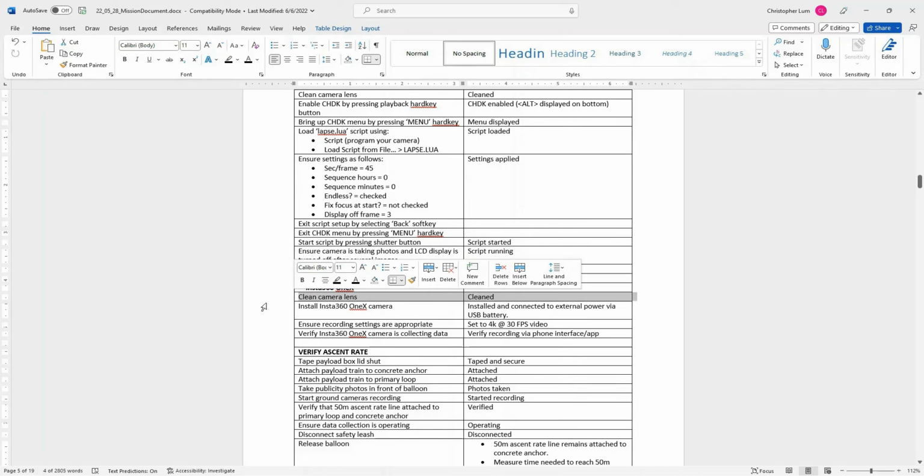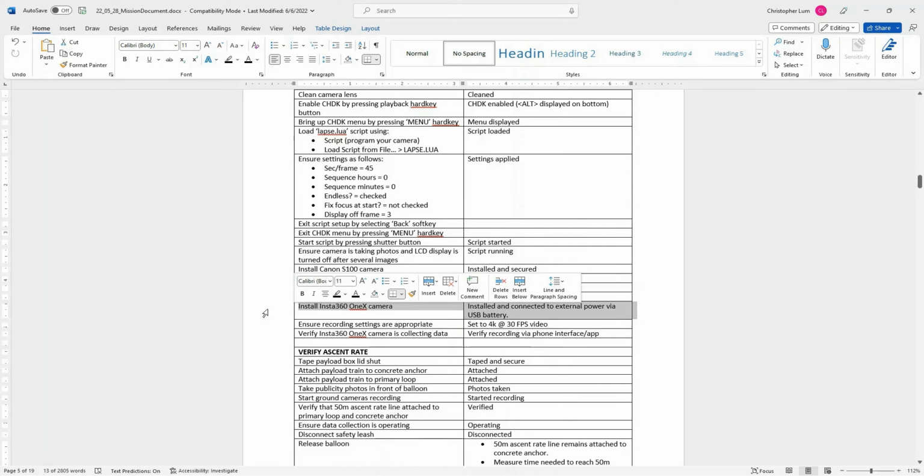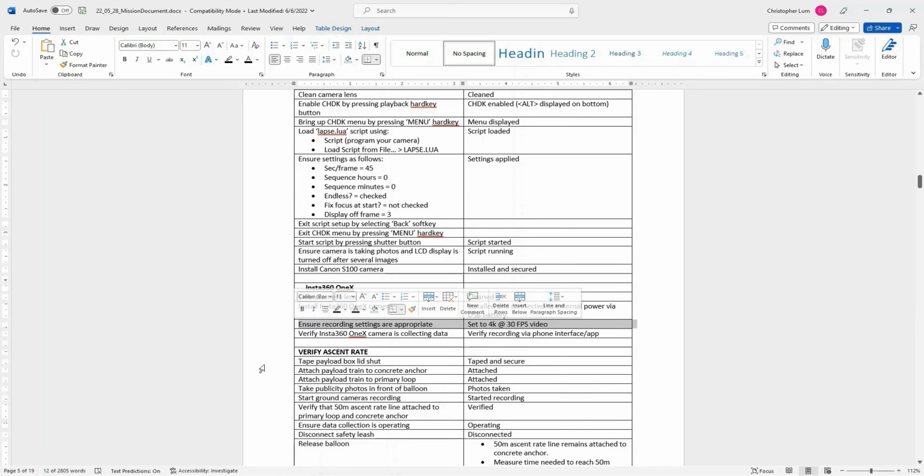You want to clean the camera, put the camera in, ensure that the recording settings are appropriate, and verify that it's collecting data. Notice the one thing we missed in this checklist: we should have added a step that says erase the camera SD card to make sure you're starting from a blank card.